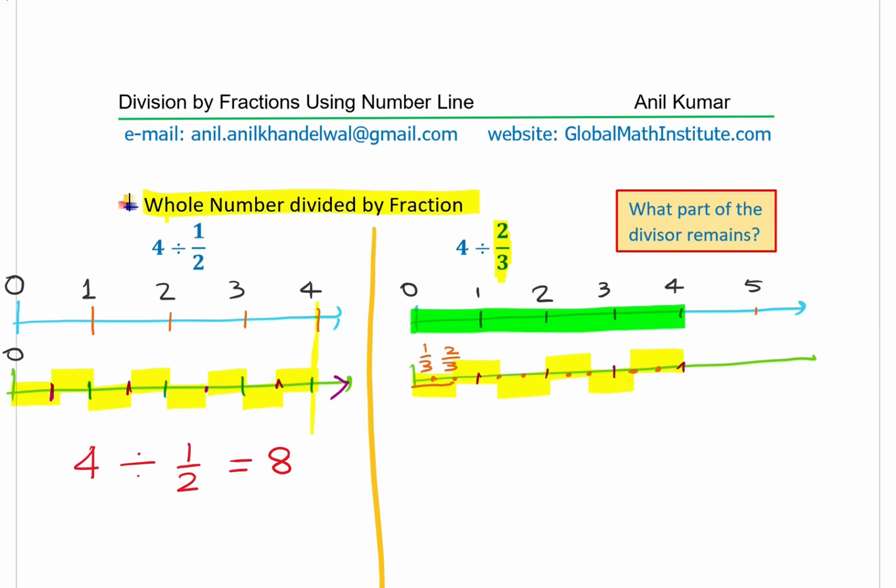So we have 1, 2, 3, 4, 5, 6. And so I can write 4 divided by 2/3 is equal to 6. It evenly divides. And this is the number line model which signifies the division process. Perfect. No remainder in both these cases.